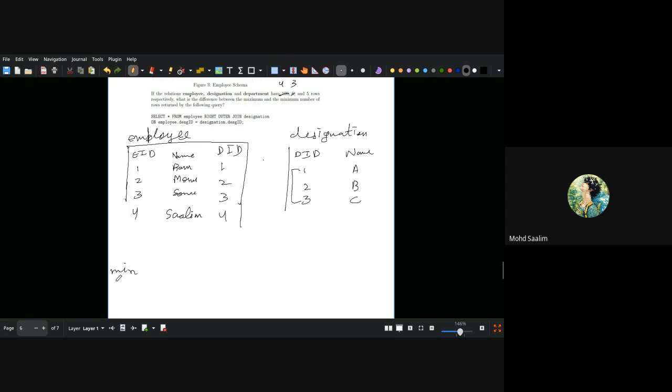If you are trying to find the minimum number of rows, then the minimum number of rows is just the maximum number of rows out of employee and designation, if the not null constraint is given. If the not null constraint is not given, then this is not going to apply. In this scenario, we have 4 employees and 3 designations. Here we have 4, here we have 3. What is the maximum? 4. That is your minimum number of rows.